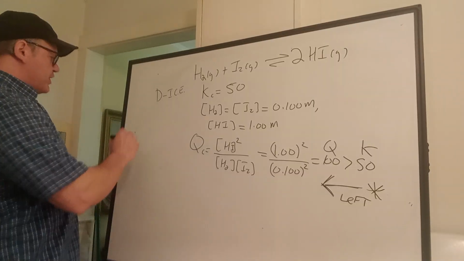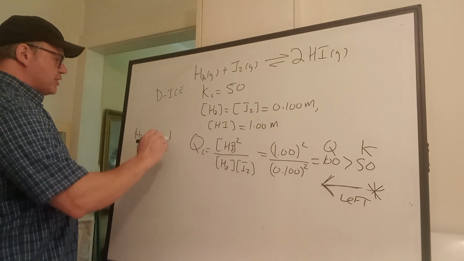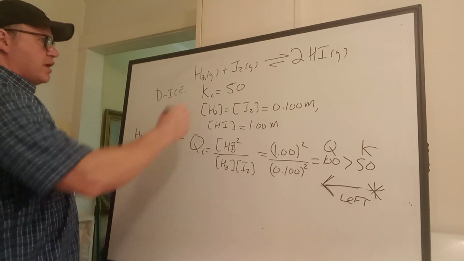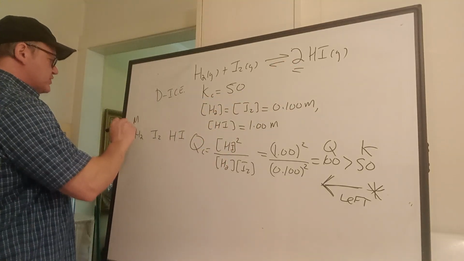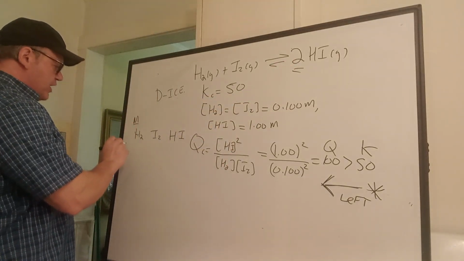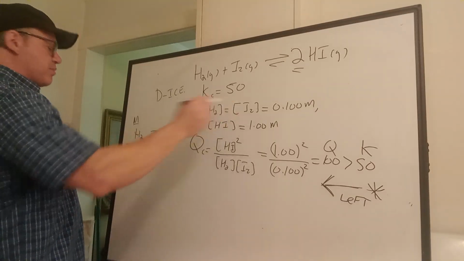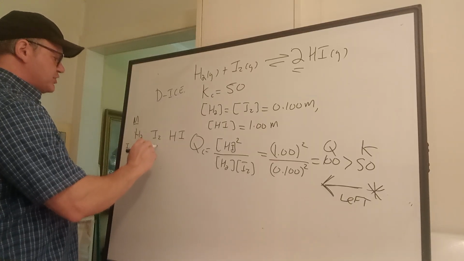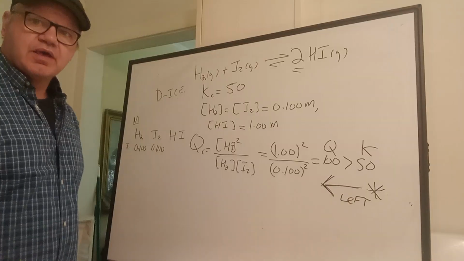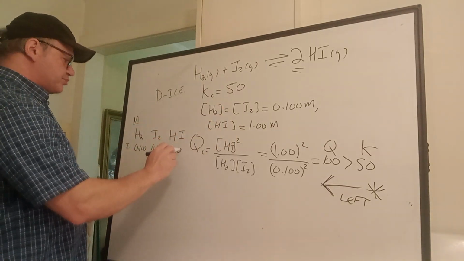So at this point we can set up an ICE table: H2, I2, and HI. And we take note of the 2 here. And this is all going to be in molarities. I'm not going to write that in every time. So we have the initial step. We've got 0.100 for these 2 species, the H2 and the I2. And then we have for the HI 1 molar.